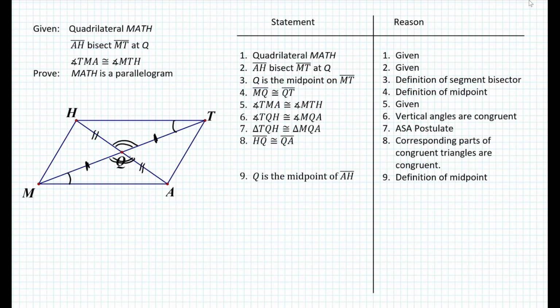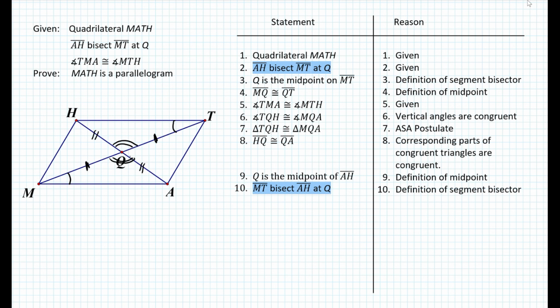Now we can write that point Q is the midpoint of segment AH. Well, that is the definition of a midpoint because, again, here we have congruent segments. And now we can write that segment MT bisects segment AH at Q because, again, that's the definition of a segment bisector. Now, if we look at step 2 and 10, what do we notice here? Well, we notice that segment AH bisects segment MT at Q, but also segment MT bisects segment AH at Q. So they basically bisect each other, okay?